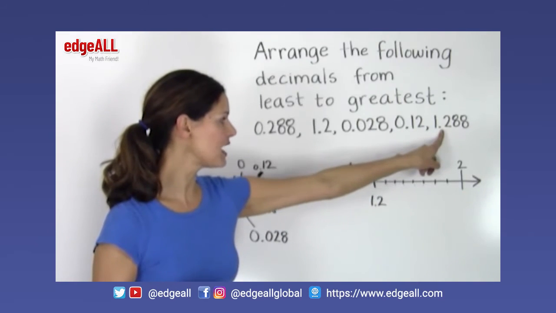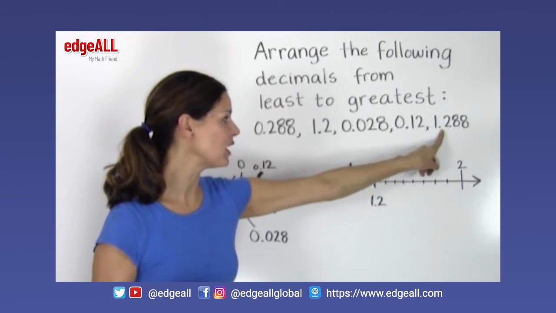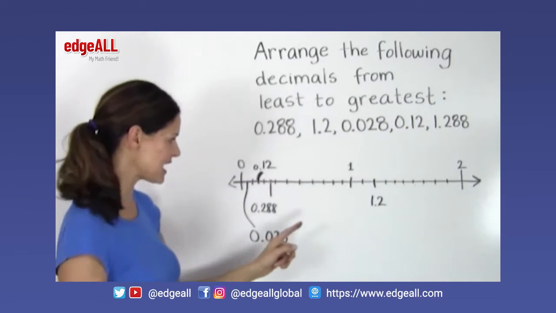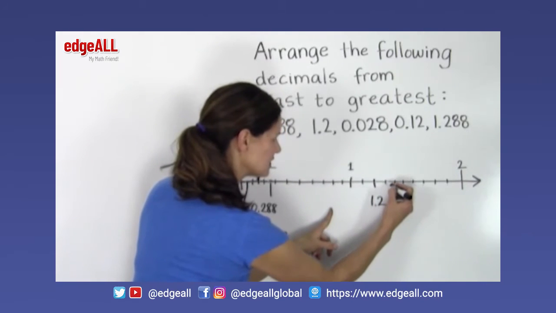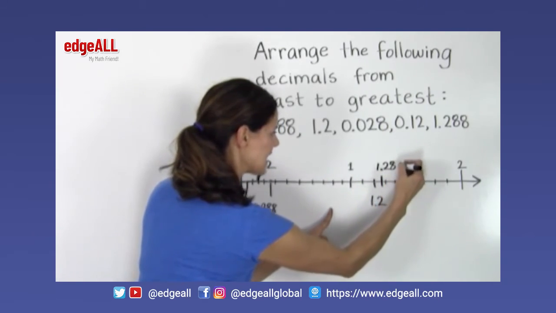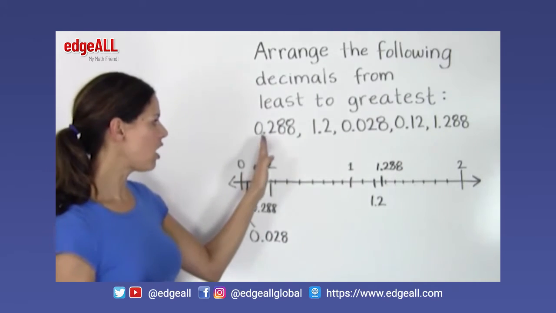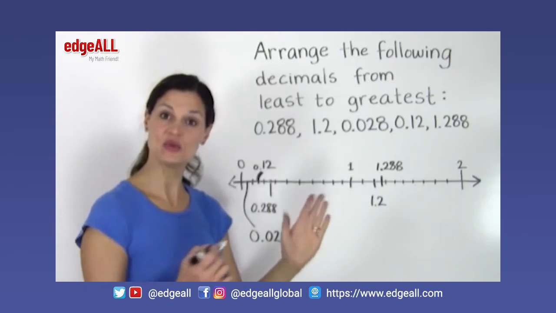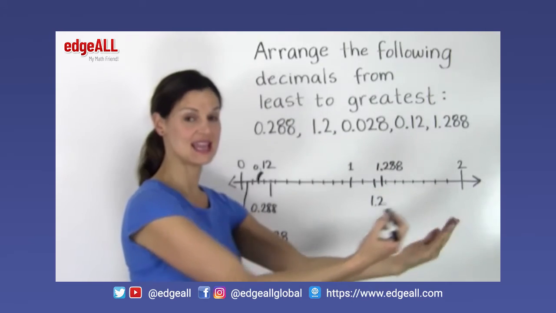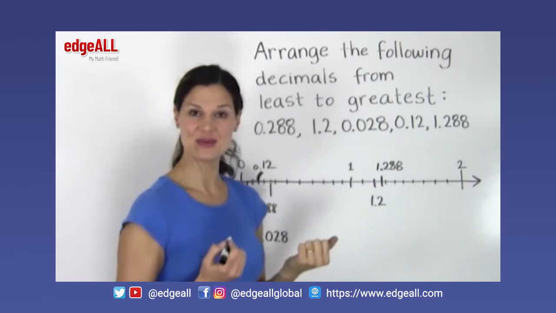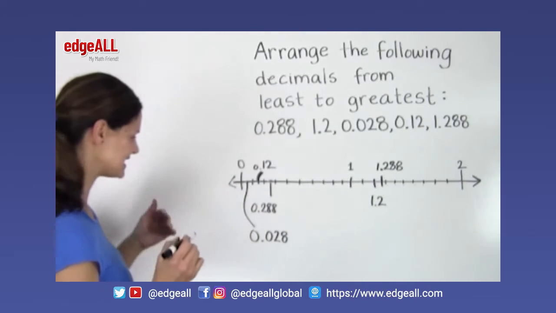And then the last one looks like it's going to be my biggest number. 1.288 falls between 1.2 and 1.3. So here's my 1.2 and here's my 1.3. Between these two marks is going to be my 1.288. Now that I've got all 5 of my numbers graphed onto my number line, I can simply read from left to right: my smallest number to the left, my largest number to the right, and I can put these in order with my greater than signs and less than signs in between.